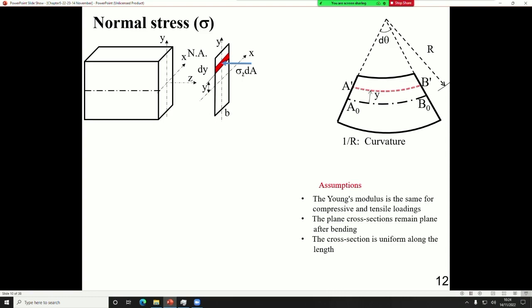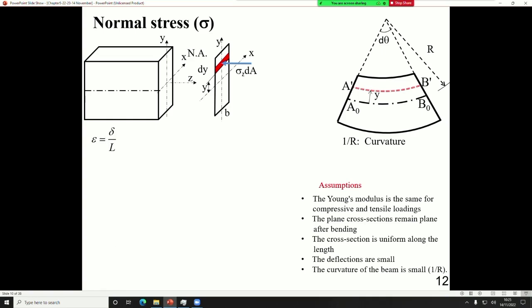The cross section is uniform, it's not tapered, and the deflections are small. This is also called a small curvature theory or a small deflection theory. So the deflections are small, and the curvature of the beam is small, which I've shown you. The curvature is 1 over r. So these are the assumptions if you're analyzing a beam, based on the theories of bending.